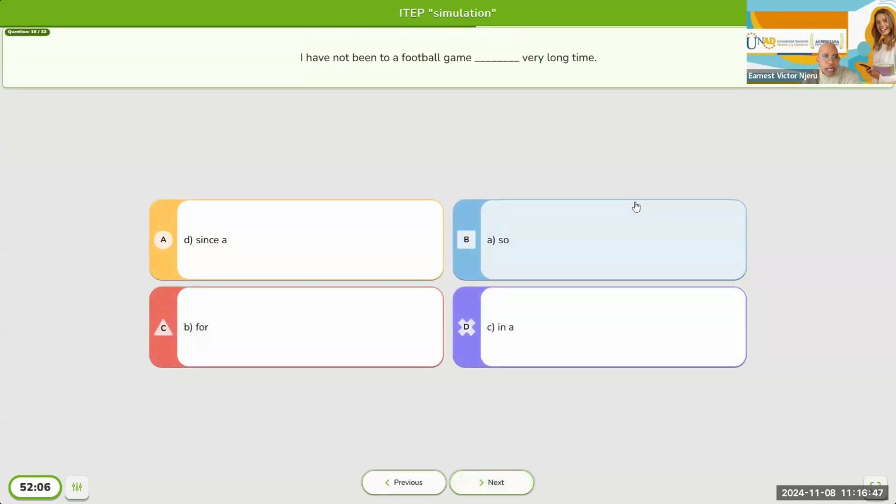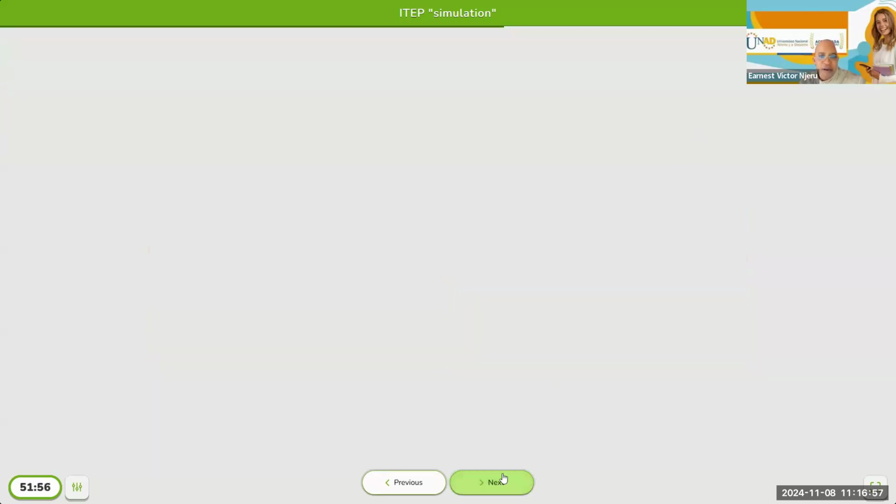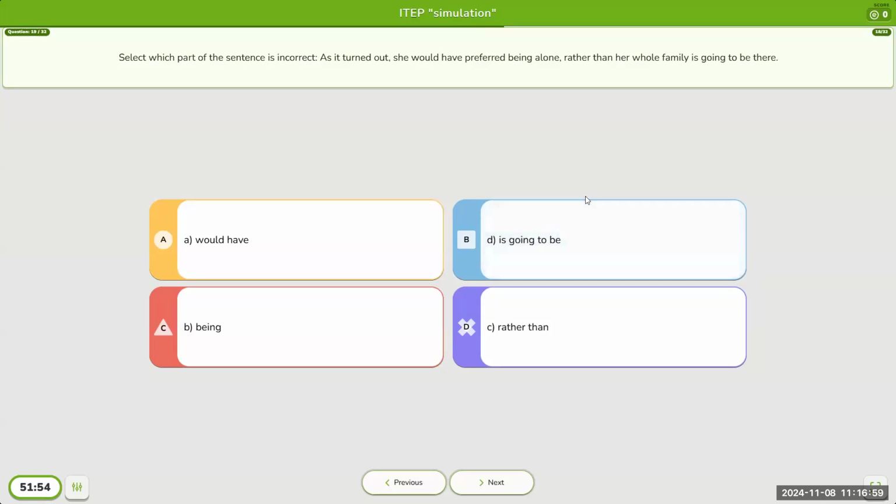And next: I haven't been to a football game for a very long time. We answer within 4 seconds. We choose C. Very good. Very simple. The incorrect one: as it turned out, she would have preferred being alone rather than her whole family is going to be there. Oh my goodness, sounds weird.